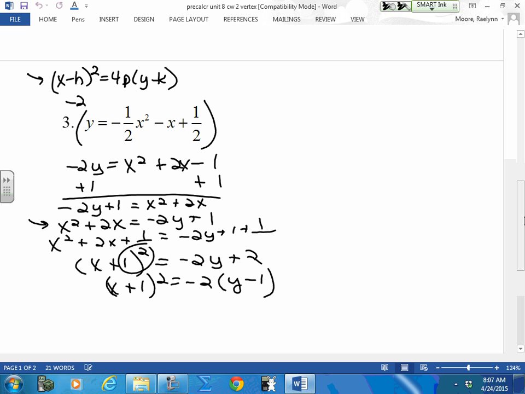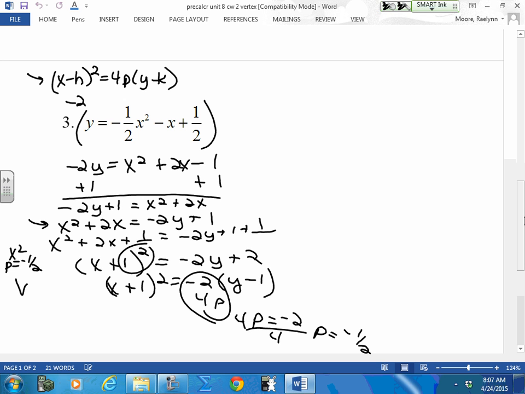Okay? So, I have an x squared, and let's find p while we're here. So p is equal to negative 1/2. I have an x squared. P is negative 1/2. Which way is this parabola opening? Down. What's the vertex? Okay, so let's go from here. Am I good so far? Okay. I hope so too. -1, 1.